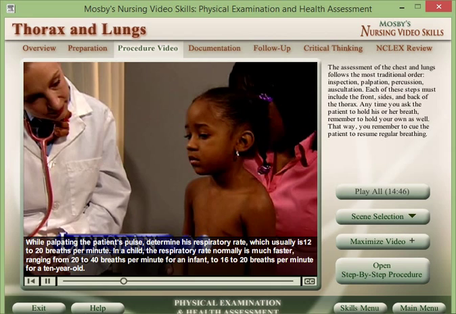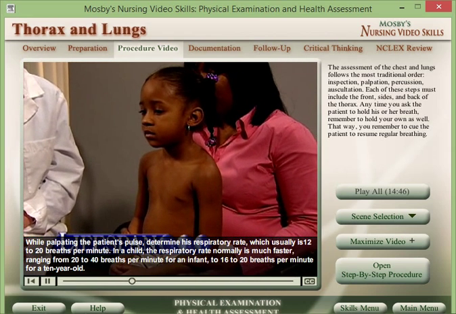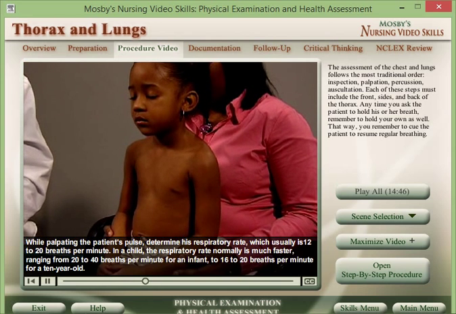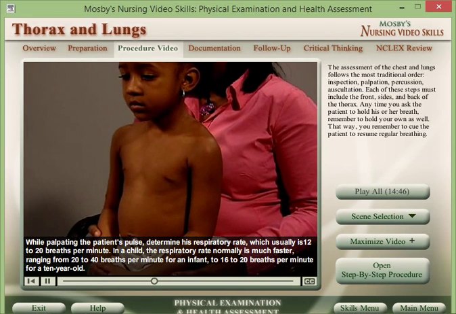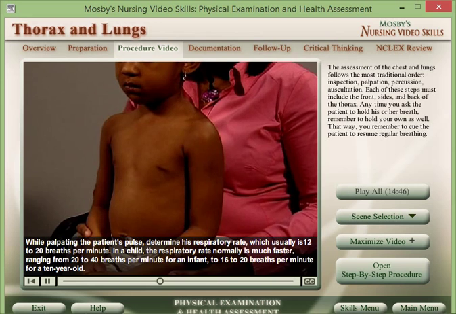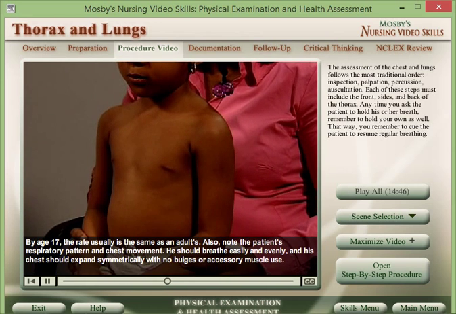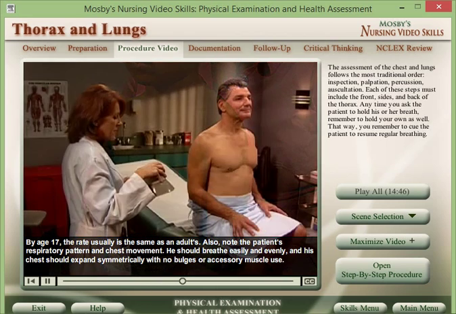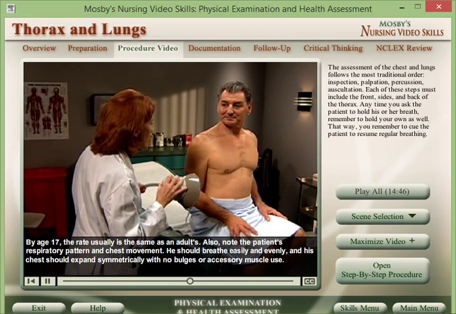In a child, the respiratory rate normally is much faster, ranging from 20 to 40 breaths per minute for an infant, to 16 to 20 breaths per minute for a 10-year-old. By age 17, the rate usually is the same as an adult's. I'm going to shine this light on your chest so I can monitor your respiration.